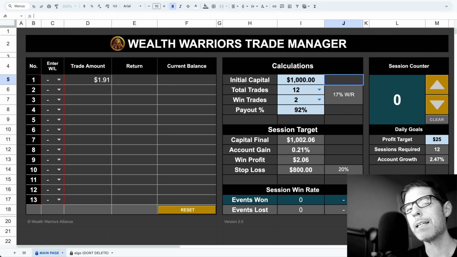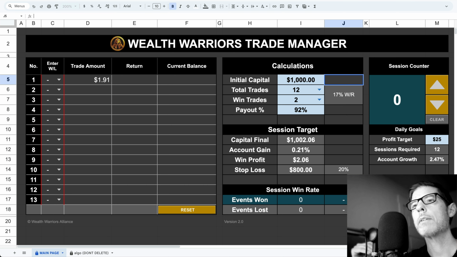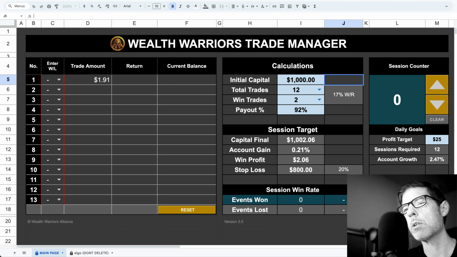But this is a highly advanced manager with calculations and an algorithm behind it that allows you to win even if you have losses. So if you find yourself with many, many consecutive losses, and you're having trouble getting yourself out of that hole, you find yourself in drawdown inside Pocket Option, you're always breaking even, you're not able to get that balance any higher to make it grow slowly over time, that's exactly what the Wealth Warriors Trade Manager will do for you.